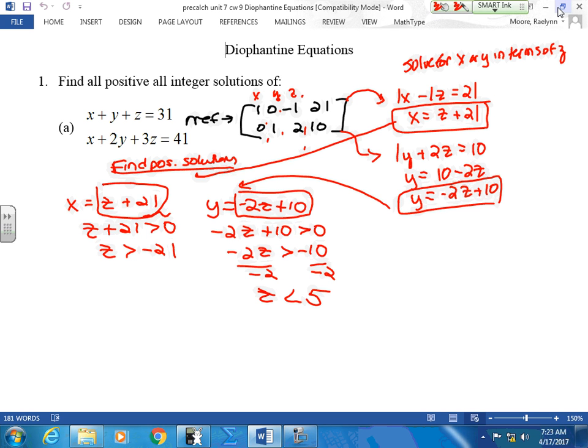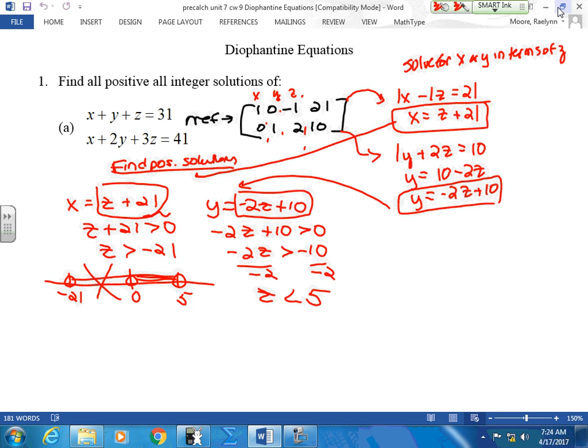So if you picture a number line, here's negative 21, here's 5, that's open. Somewhere in here are going to be my solutions. But I can't use any negative numbers, and I can't use 0. So somewhere right in here are my possible solutions.